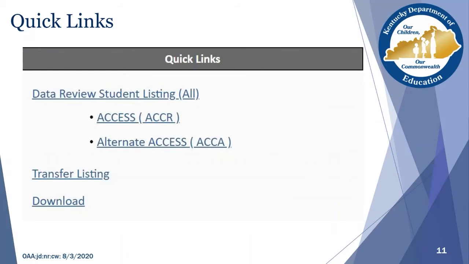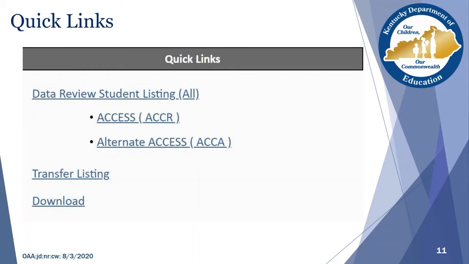Now, the Quicklinks. Like I said, that's where you're going to be able to go in and see all of your student listings for access and alternate access. You can see both of them if you click on the first one, where it says data review student listing, that's all of them. You'll be able to see all of your access and alternate access, or you can click on just access to work with that one, or click on the next one which says alternate access and just work with those particular students.